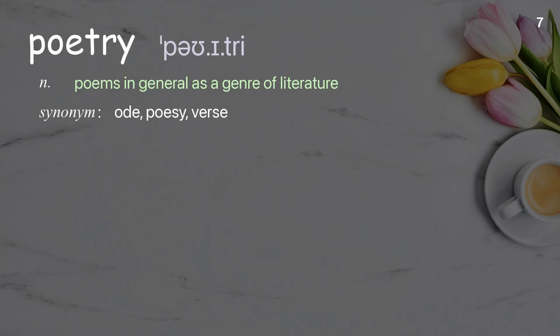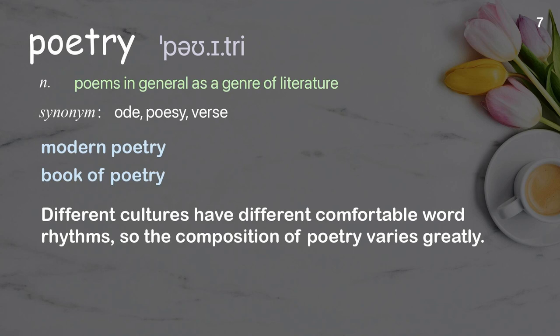Poetry. Poems in general as a genre of literature. Examples. Modern poetry. Book of poetry. Different cultures have different comfortable word rhythms, so the composition of poetry varies greatly.